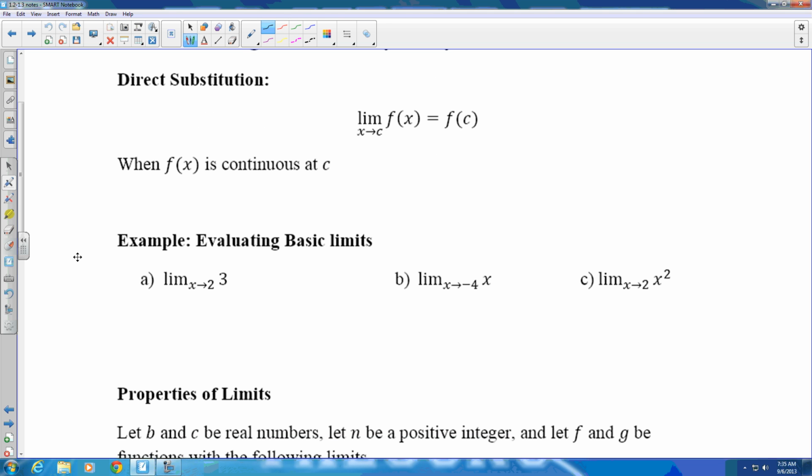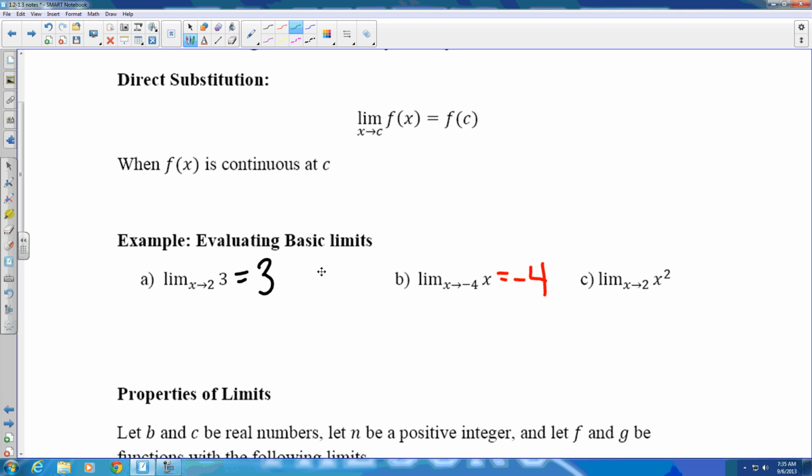So a couple of basic limits. If we have the constant function 3 and we're evaluating the limit at x equals 2, since the function 3 is 3 everywhere, no matter what that x value is, our limit would also be 3. For the second one, if we just have the function x, which is the line through the origin, and we have the limit as x approaches negative 4, we would just directly substitute in negative 4. So our limit is negative 4.